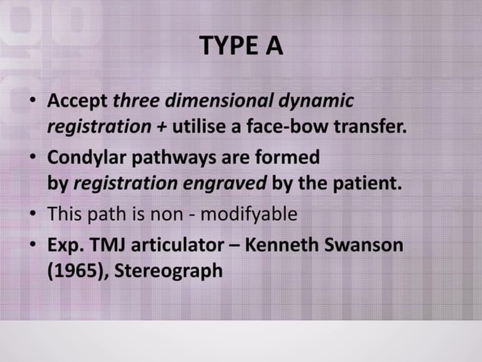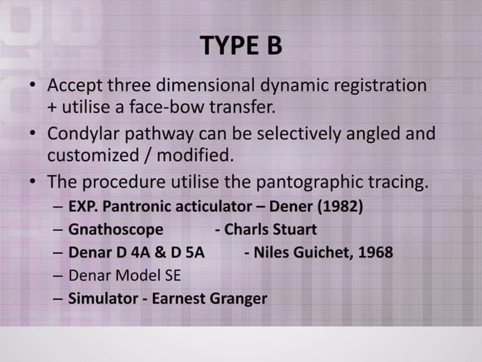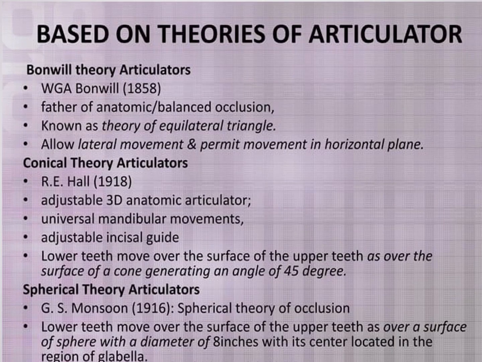Under class 4, type A will accept three-dimensional dynamic registration and have the capability to accept the face bow transfer. The condylar paths are formed by registration engraved by the patient, and the path is non-modifiable. Examples are TMJ articulator and Stereograph. Then type B will accept three-dimensional dynamic registration. They utilize the face bow transfer. Here the condylar pathway can be selectively angled and customized. This will utilize pantographic tracing. Examples are Gnathoscope, Pantronic articulator, simulator, and Denar Model SC and Denar D4A.